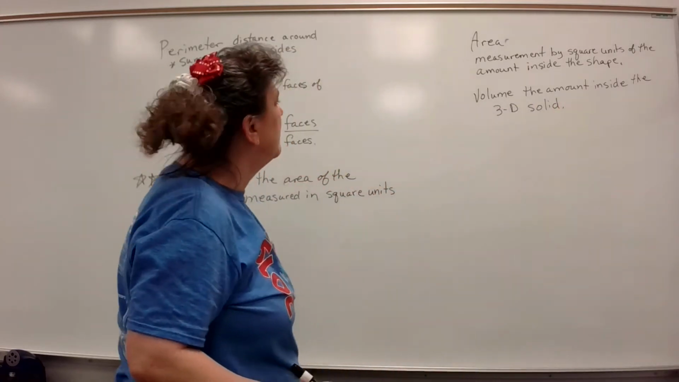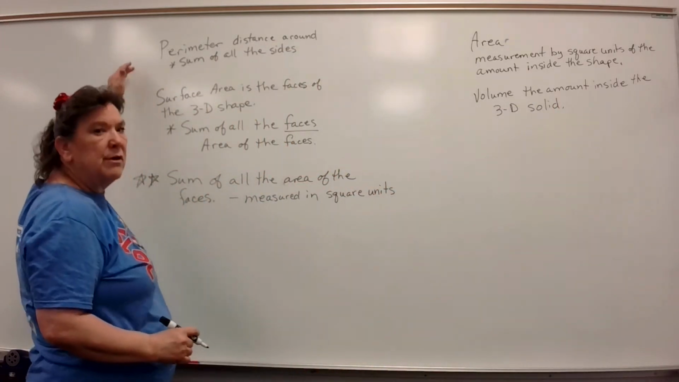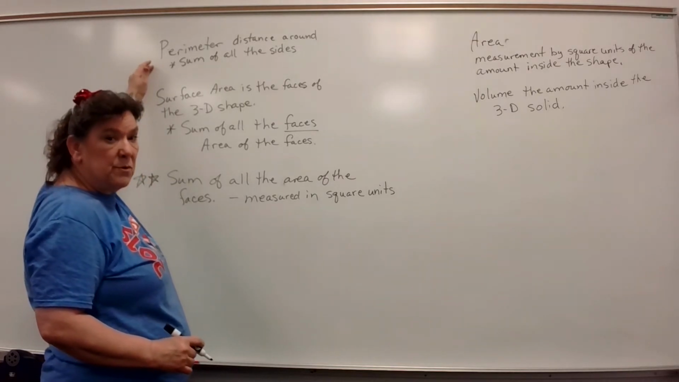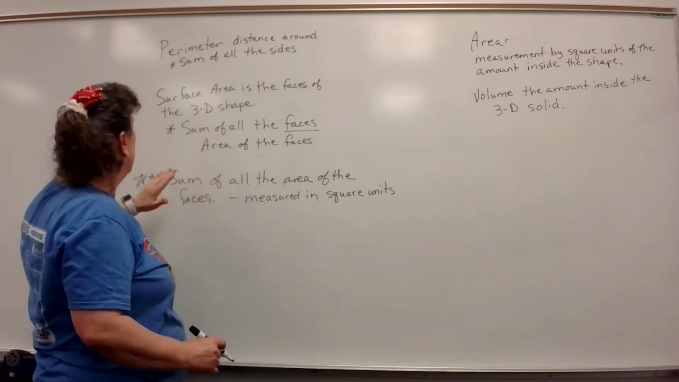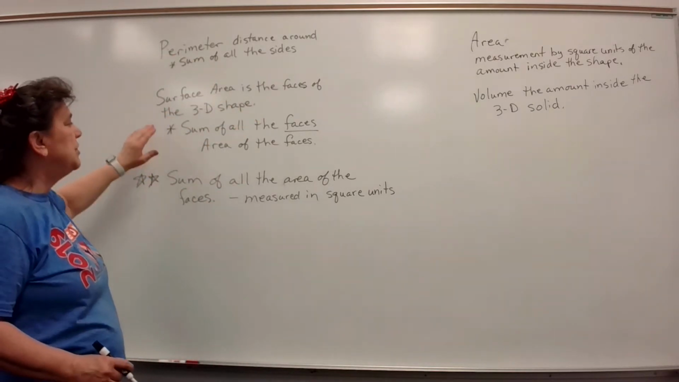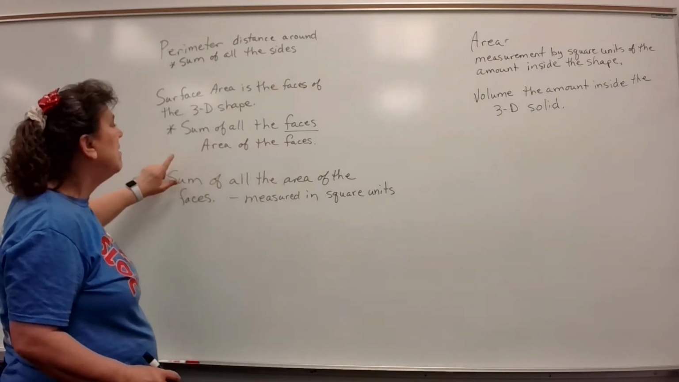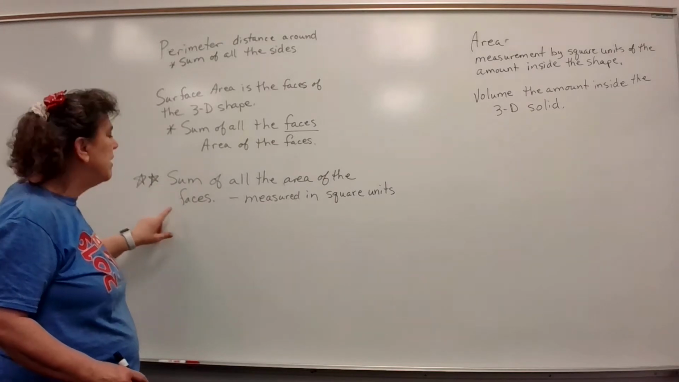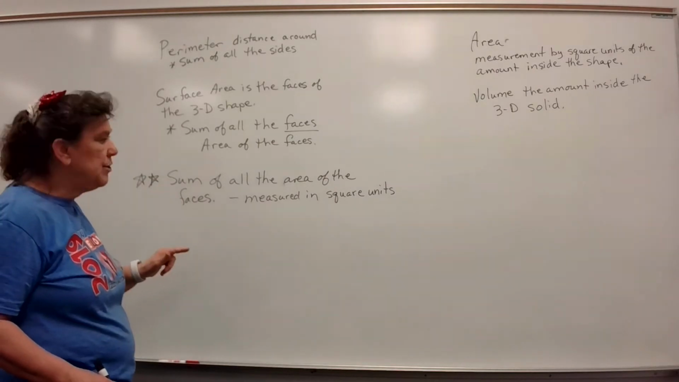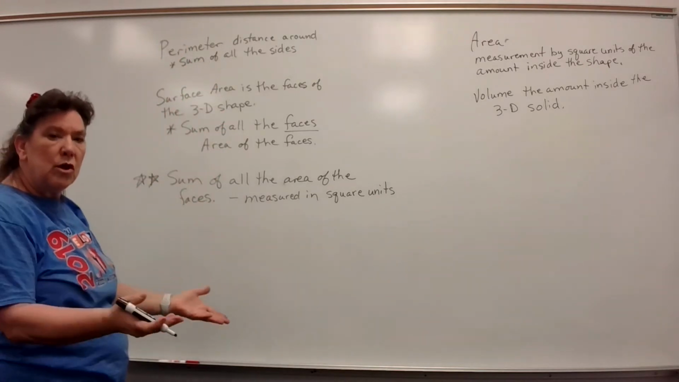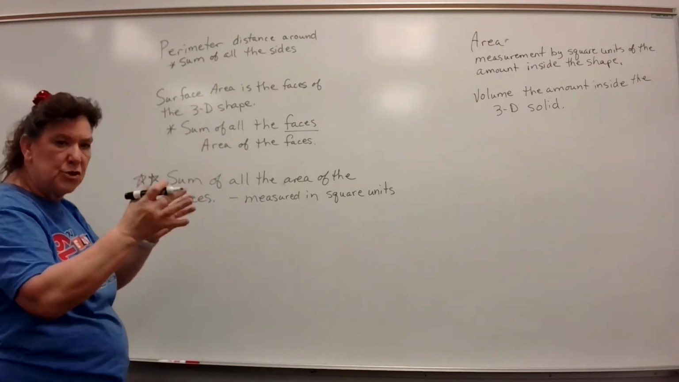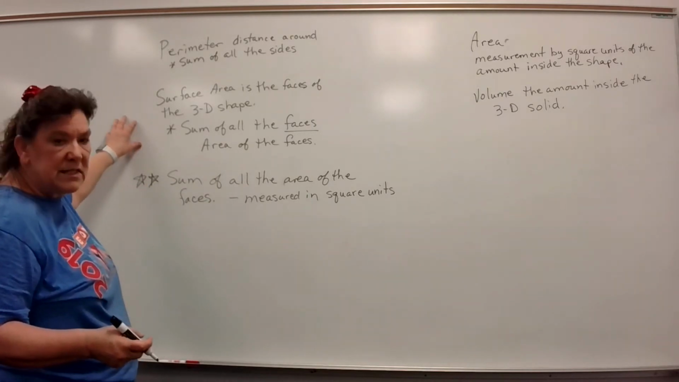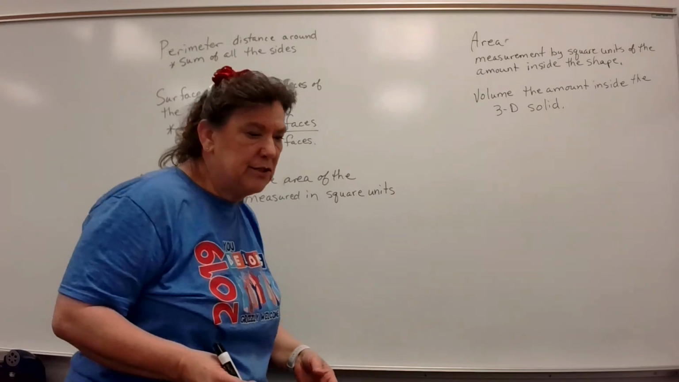I just wanted to make that correlation between perimeter and surface area, which is sum of the distance around, or the sum of all the sides, versus the surface area, which is the sum of all the faces, because those faces are areas, so therefore it's the sum of all the area of the faces measured in square units, because it encloses that, it's the faces that determine that 3D solid all the way around. So anyway, that's an important part to understand about surface area.